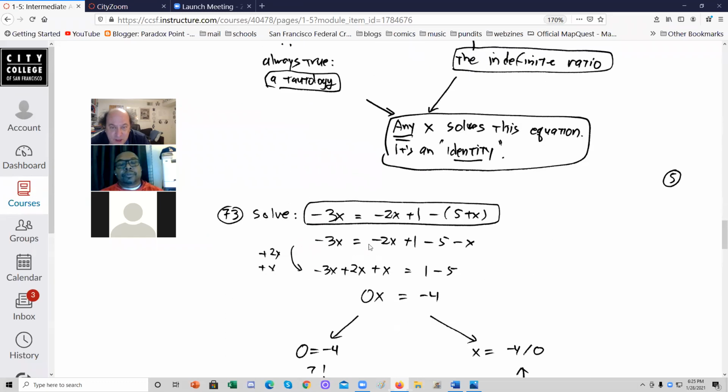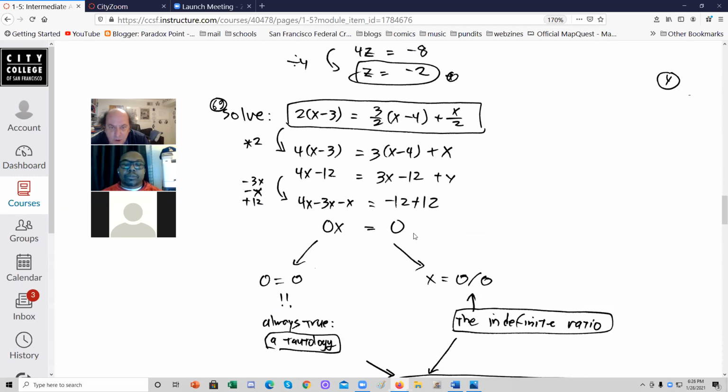Now let's try this. Negative 3x equals negative 2x plus 1 minus the quantity 5 plus x. I would distribute the negative. Minus 3x equals minus 2x plus 1 minus 5 minus x. We'll move the 2x and the x to the left by adding to both sides. Negative 3x plus 2x plus x equals 1 minus 5. After simplifying, you get 0x equals negative 4. Up here, you get 0x equals 0.